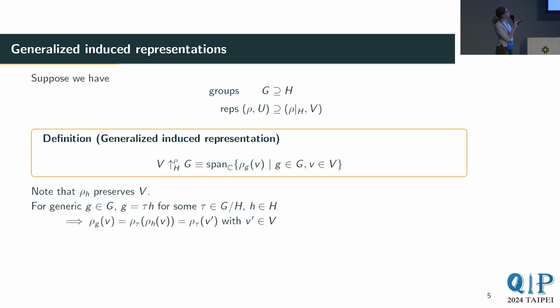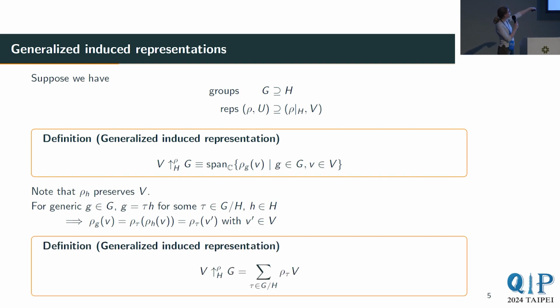And so when rho G acts on V, we can first act by rho H on V, which will give us something in V, and then by rho tau. So this becomes rho tau on V prime for some V prime. And what this means is that we can rewrite our generalized induced representation this way, just as a sum over these isomorphic transversal spaces that are each defined by a different transversal rho tau acting on V.